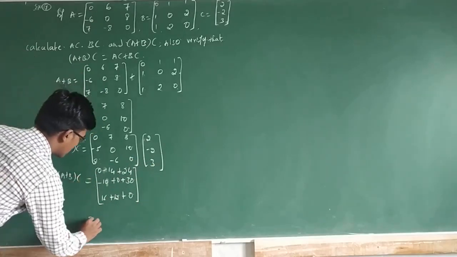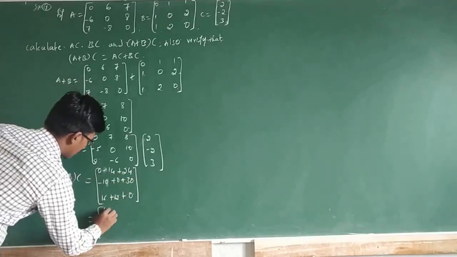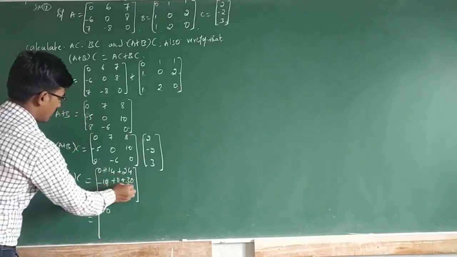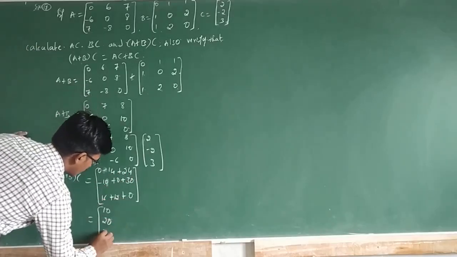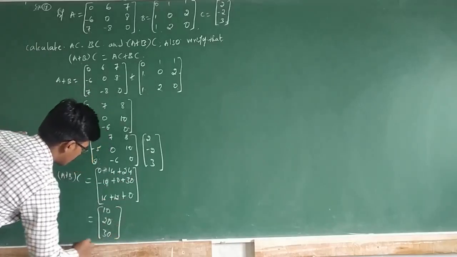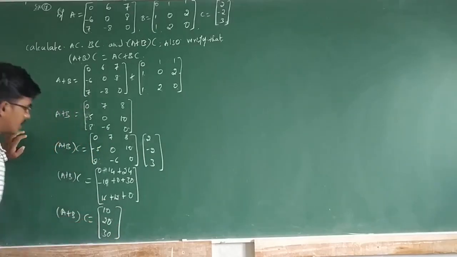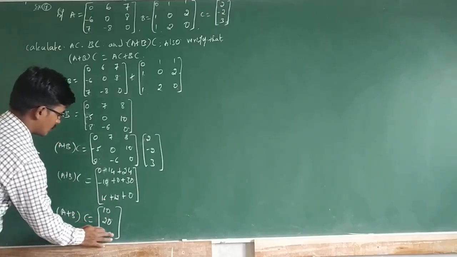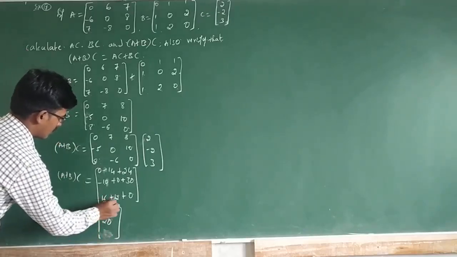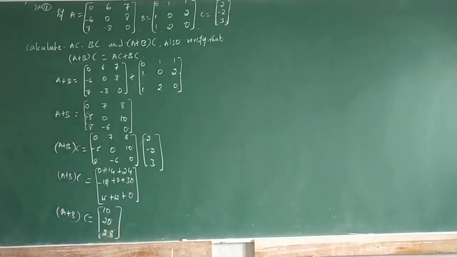So which is equal to minus 14 plus 24 is 10. Minus 10 plus 30 is 20. 16 plus 12 is 28. This is A plus B of C.